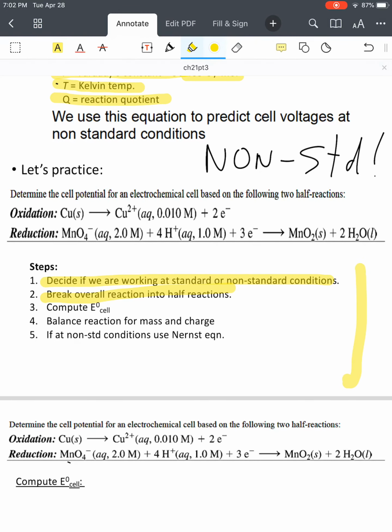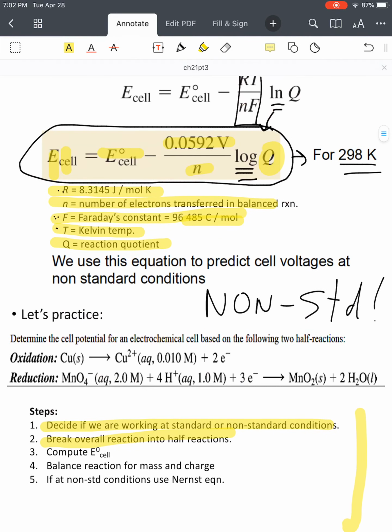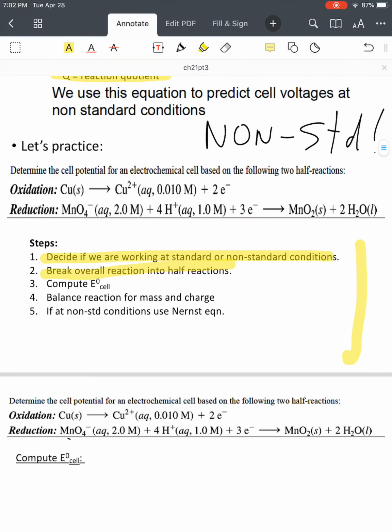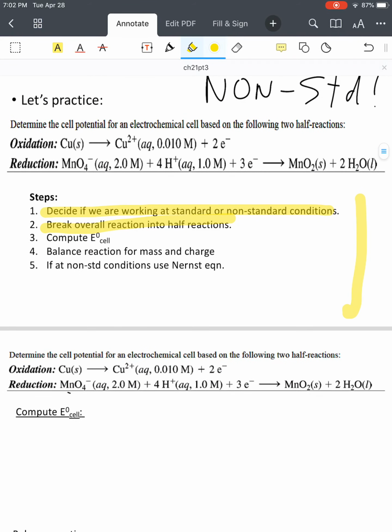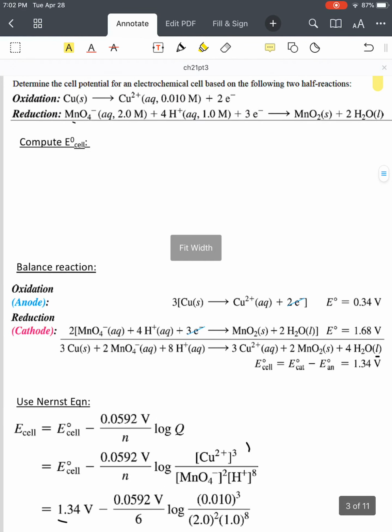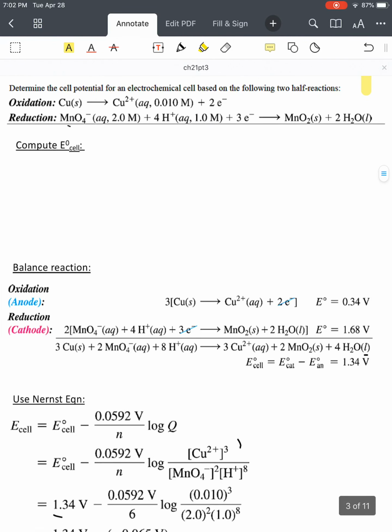Now, because the Nernst equation needs a value for E0 cell to plug in, we're going to have to find it if we're not given that. So our next step in the process is computing the E0 cell. This is the standard cell potential. So let's talk about that. How are we going to compute E0 cell? How can we compute the standard cell potential for this case?